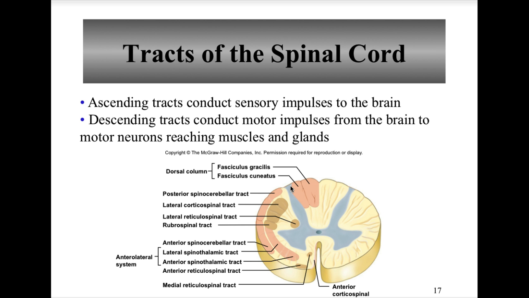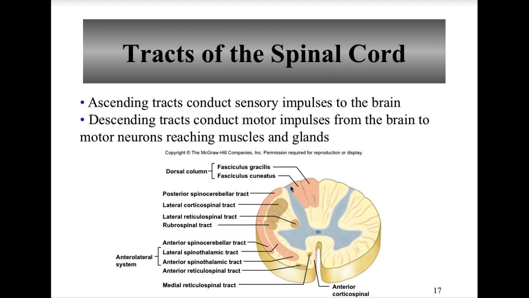Tracts of the spinal cord. Now we're going to look at a continuation with functions of the spinal cord. You're going to look at nerve impulses. Basically, the conduits for nerve impulses to and from the brain are these nerve tracts. You could have two types: ascending and descending tracts. Basically, the white matter of the spinal cord represents the location of our major nerve pathways called nerve tracts, and these provide a two-way system of communication.